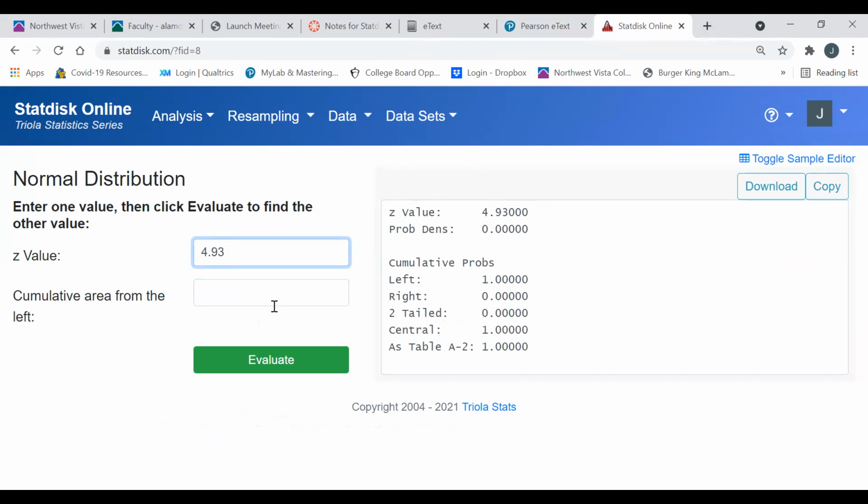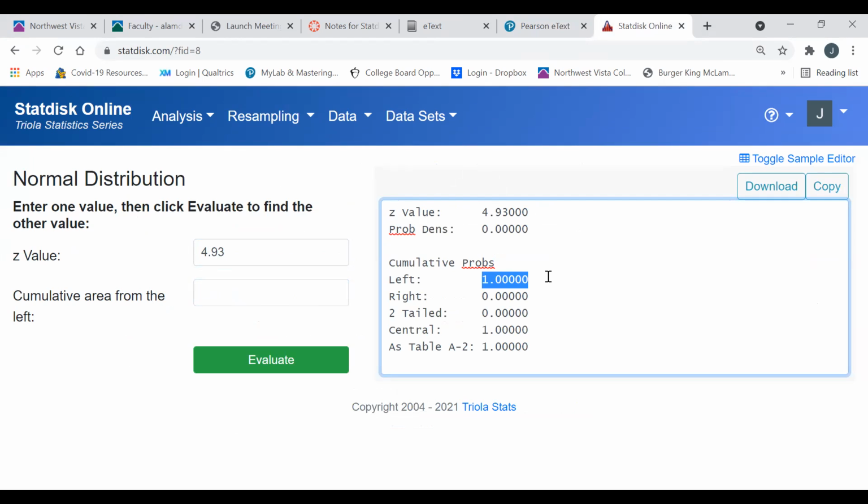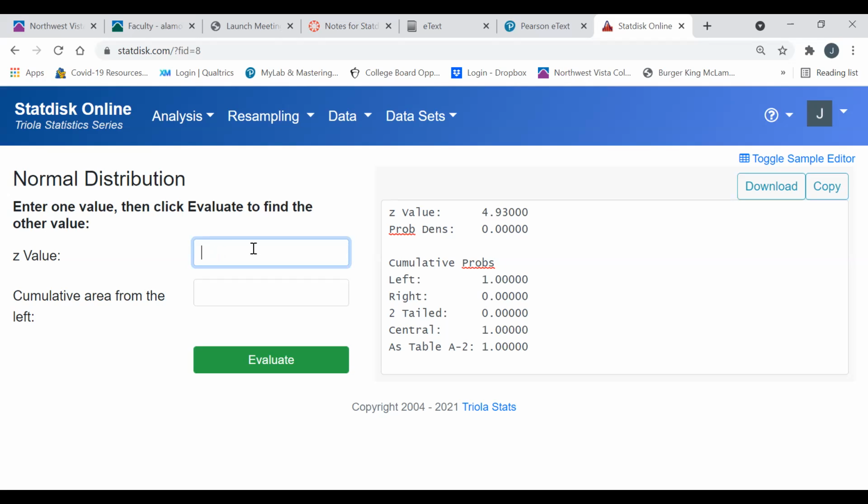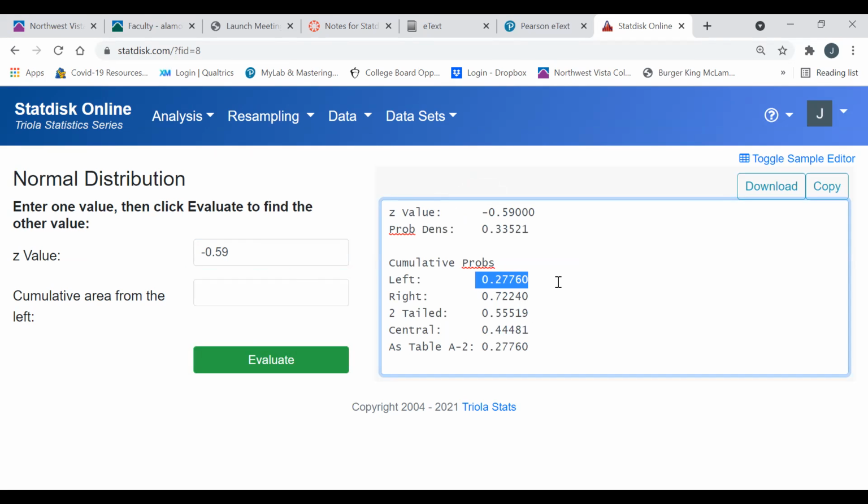Ooh, 4.93 is a 1. Look at that. Left is 1.00001, zeros, there's 5 zeros? Is that right? Well, only 1, 2, 3, 4. All right. Minus negative 0.59. Nicki Minaj. There you go. That's another Hispanic singer, Nicki Minaj. Negative 0.59. To the left, to the left. 0.2776. All right. I'm going to swish. Swish.